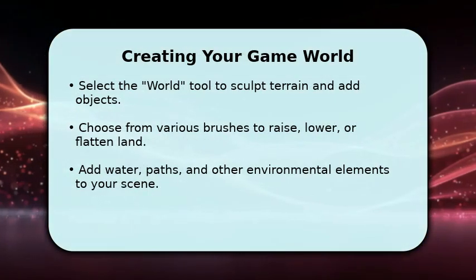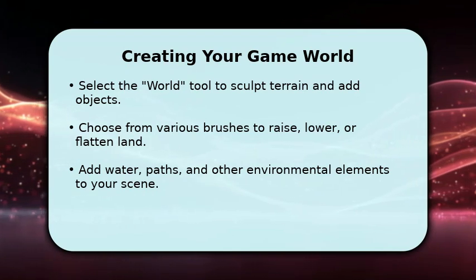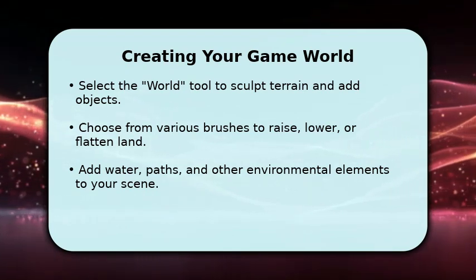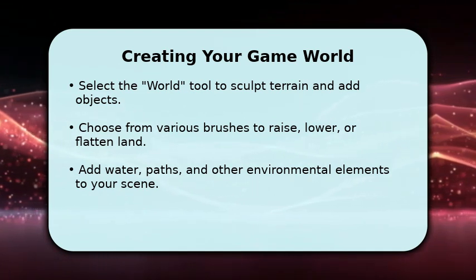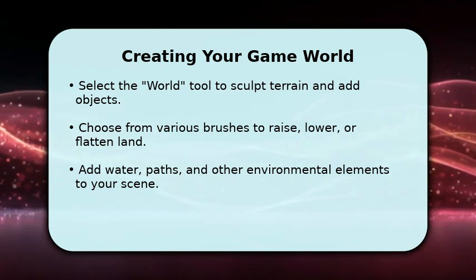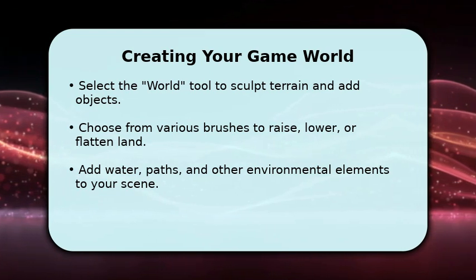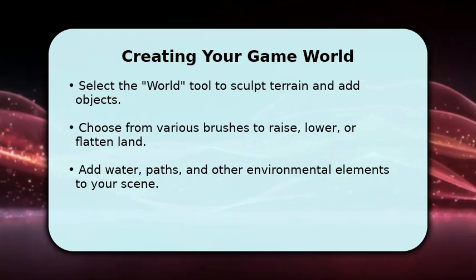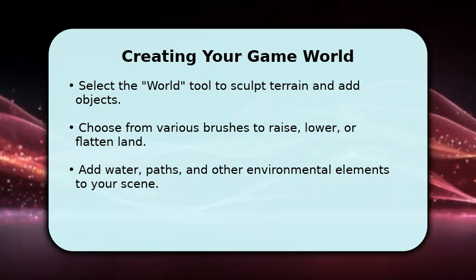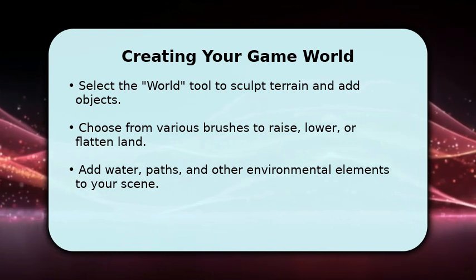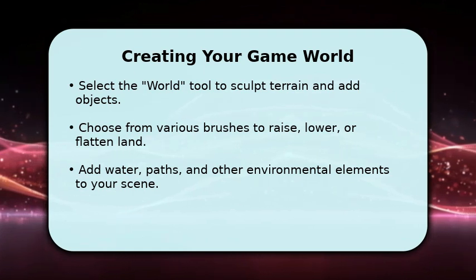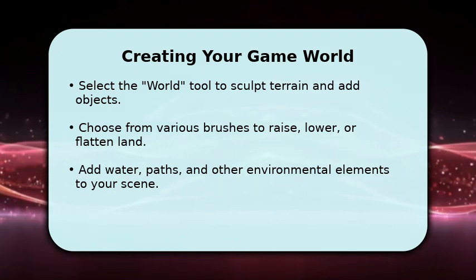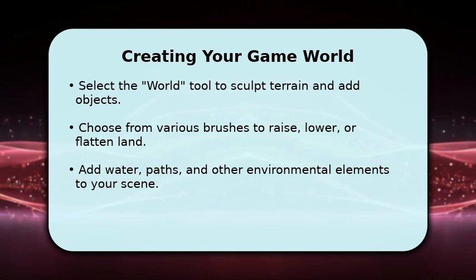Now, let's dive into building your game world. Begin by selecting the World tool from the main menu. You can sculpt your terrain using different brushes to raise mountains, lower valleys, or flatten areas for your game. Experiment with adding water, creating winding paths, and placing various environmental objects like trees and rocks. This is where your imagination truly takes shape, transforming a blank canvas into a vibrant, interactive landscape for your game.